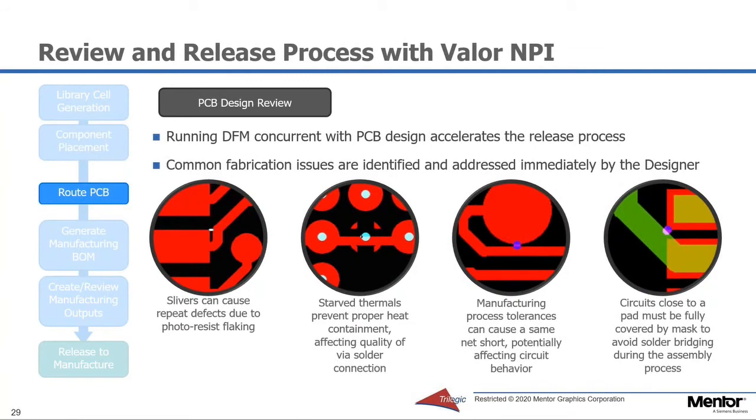Running the DFM checks during routing can identify common fabrication issues, such as slivers that can cause repeat defects due to photoresist flaking, starved thermals, and circuits too close to the mask clearance around a pad that can result in solder bridging during the assembly process.